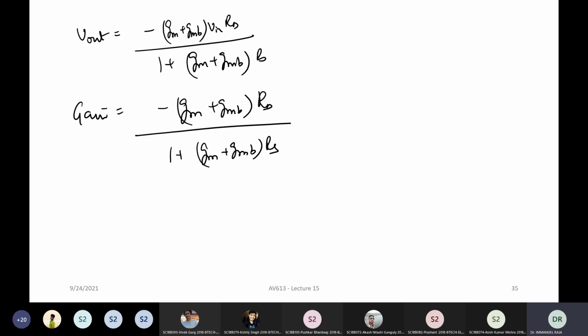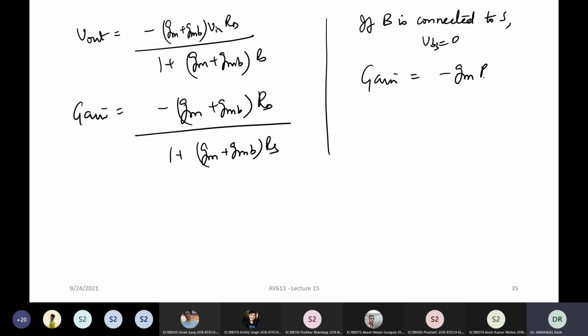So the gain will basically be minus GM times RD divided by 1 plus GM plus GMB times RS. Now, if the bulk is connected to the source, then VBS is equal to 0. Then the gain will end up being minus GM times RD divided by 1 plus GM times RS. This factor 1 plus GM times RS is the loop gain of the system, the factor by which it degrades your otherwise open loop gain. So you have minus GMRD divided by 1 plus GMRS, and your gain gets reduced.